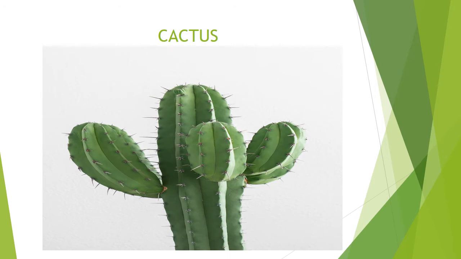Now you can see that this is a cactus. ये इसके stem हैं जो आपको नजर आ रहे हैं. Now stem के अंदर what does it do? It stores water for itself.